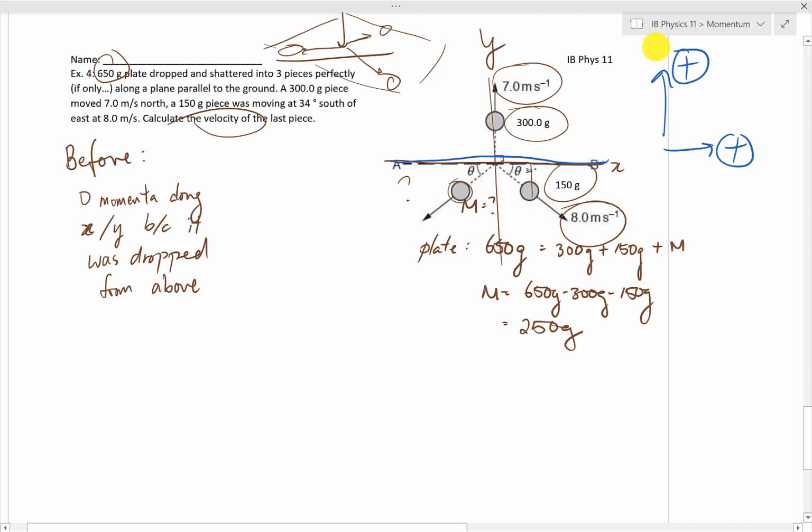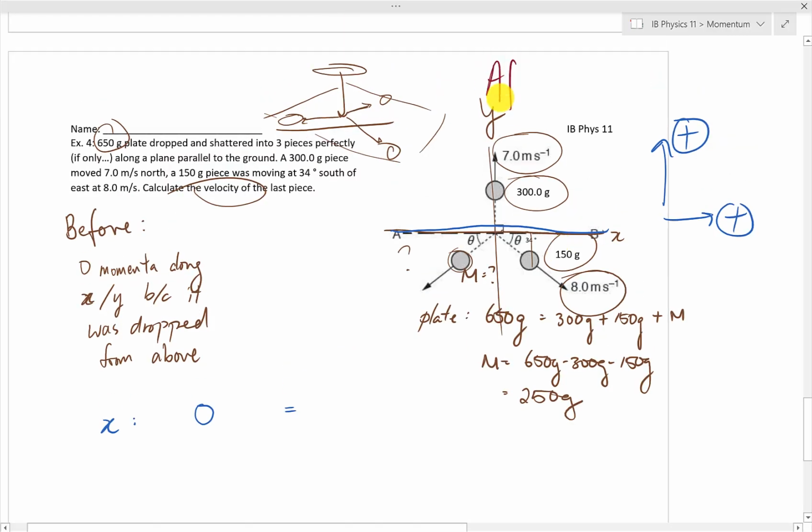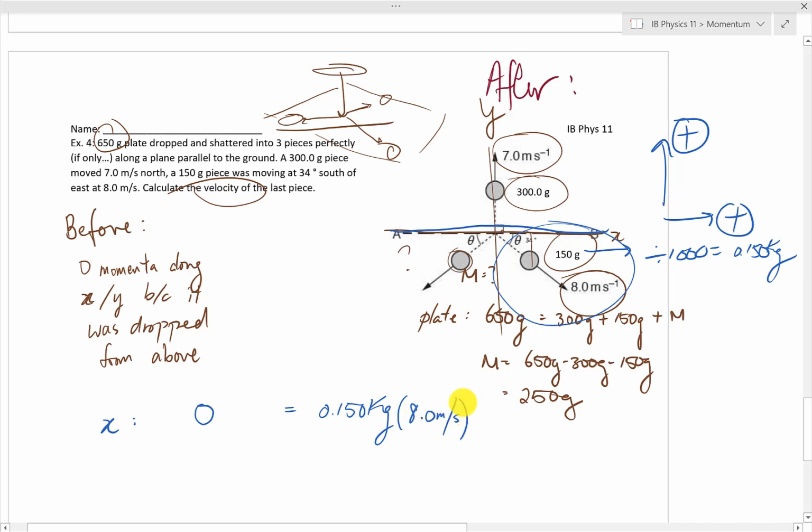After the explosion, with the plate shattering, we have north being positive, and I chose east being positive for directions. That's after the collision. Sorry, that's after the explosion, the shattering. Making sure we get our masses in kilograms, we can write that before the collision there is no x momenta.